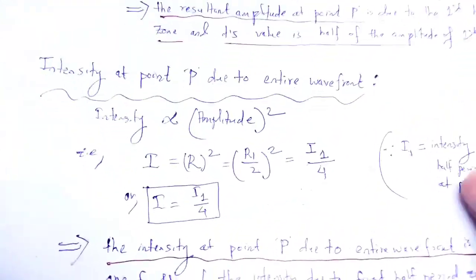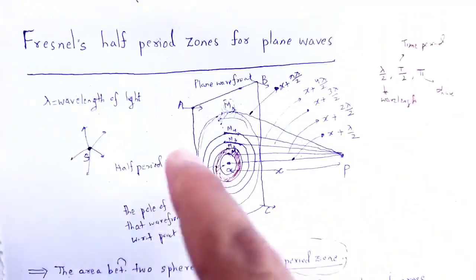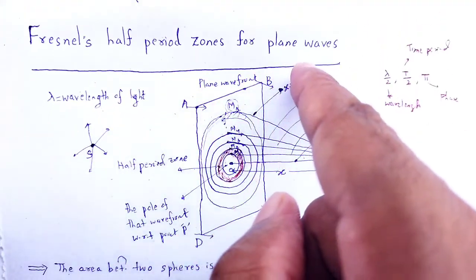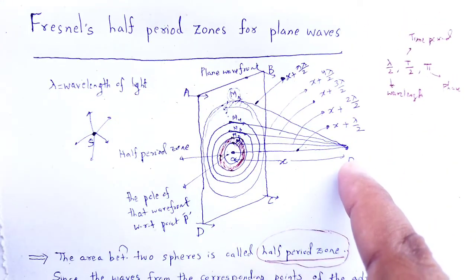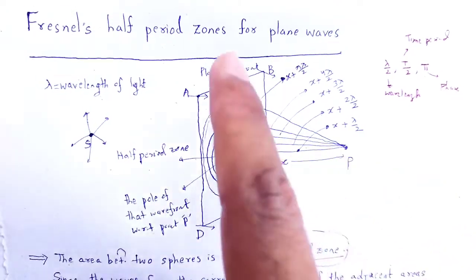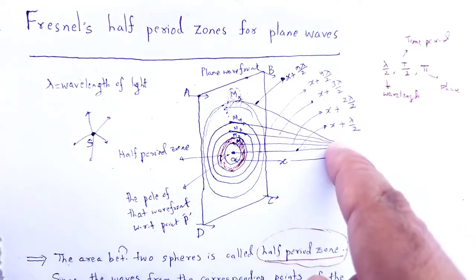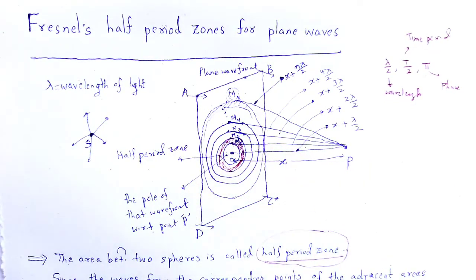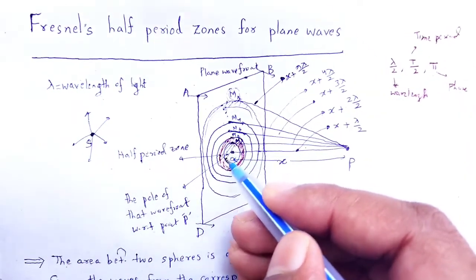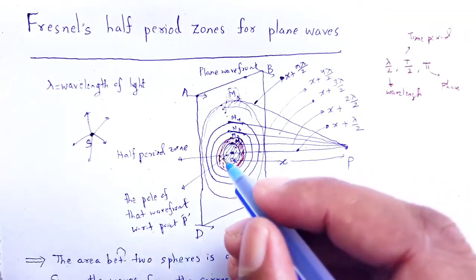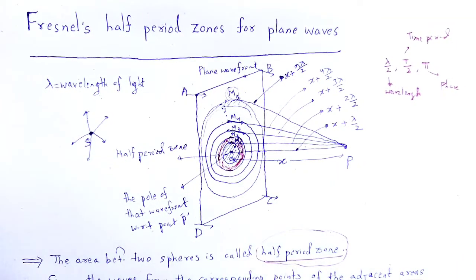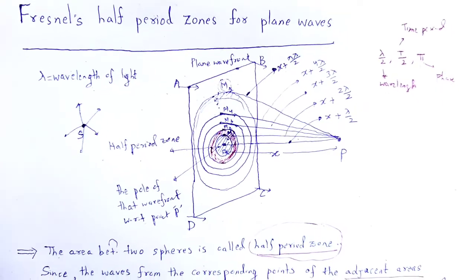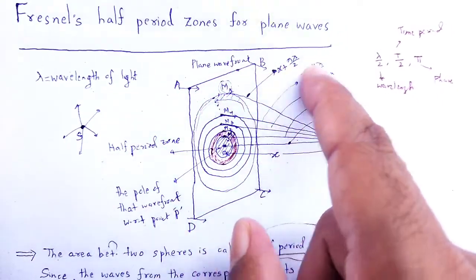As we say here, from Fresnel's half period zones for plane waves, the intensity at point P due to that plane wavefront is nothing but 1/4 of the intensity due to the first half period zone. This is the first half period zone. So, with the help of this video lecture, you understand Fresnel's half period zones for plane waves.